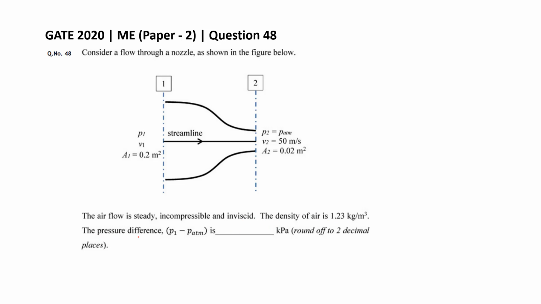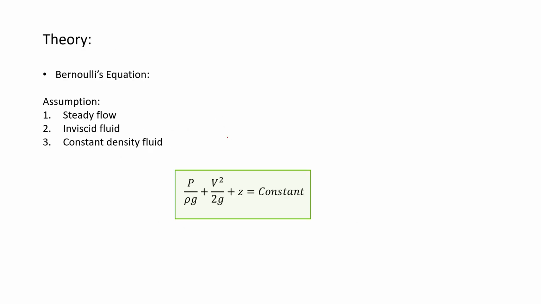And we are supposed to calculate the pressure difference, P1 minus P atmosphere. So here at point 2, you have atmospheric pressure, and at point A, you have some pressure P1. We are supposed to calculate the difference between these two pressures. So let's look at the theory we need to solve this. We simply need to know Bernoulli's equation.